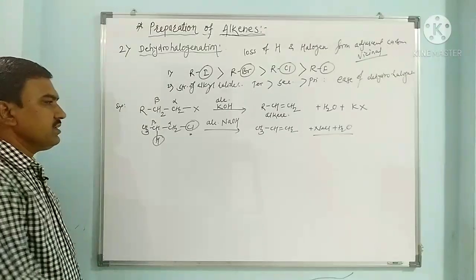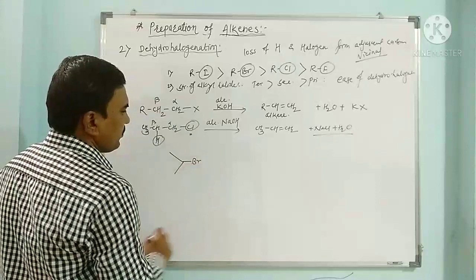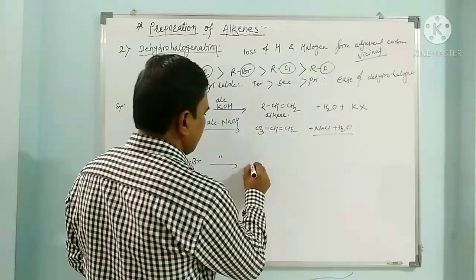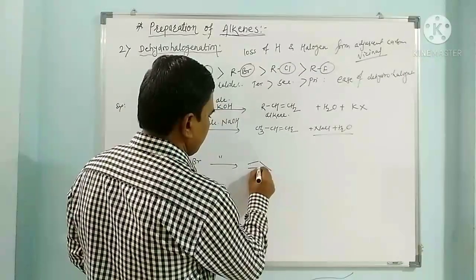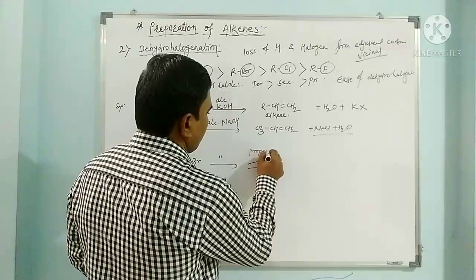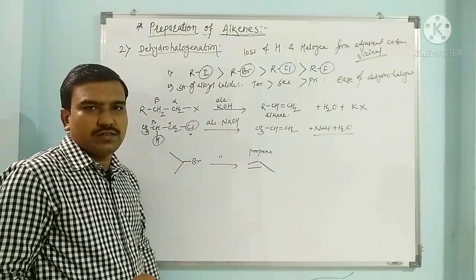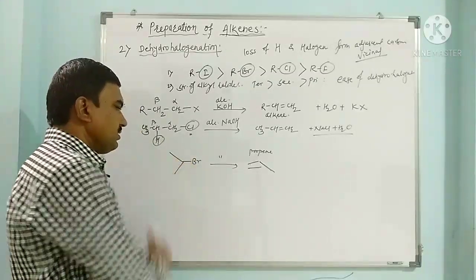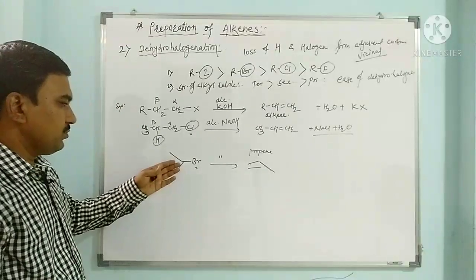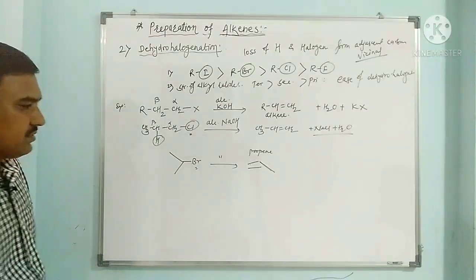When we have a secondary alkyl halide such as isopropyl bromide, it undergoes elimination, gives this propene, but here the rate of elimination is faster because this is a secondary halide as well as an alkyl bromide. So bromide is lost very easily during this elimination reaction.